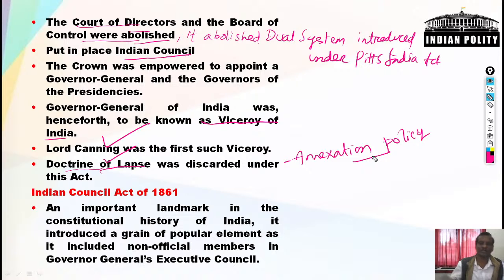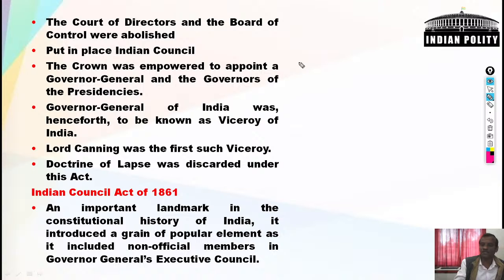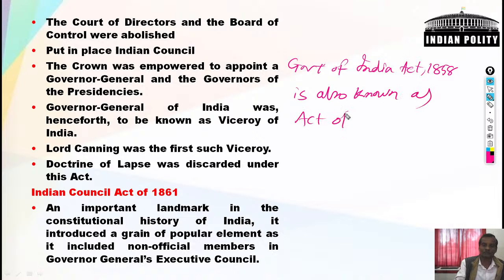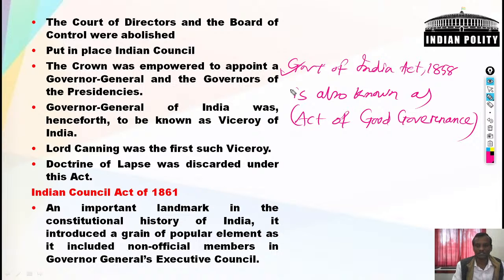Questions often come. So that is the thing about your Government of India Act 1858. Let me write another question-oriented paragraph. The Government of India Act 1858 is also known as the Act for Good Governance. Which act is known as the Act for Good Governance? Please kindly remember that.